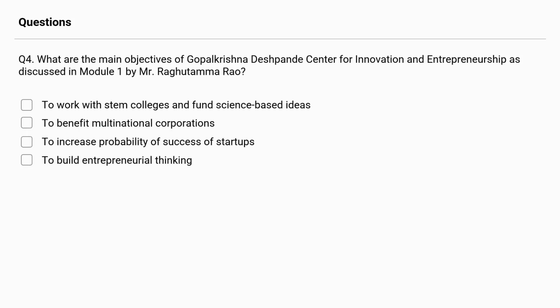Let's proceed with our question number 5. It says, what are the main objectives of Gopal Krishna Deshpande Center, which is also called GDC, for innovation and entrepreneurship, as discussed in module 1 by Mr. Rao. Okay. The options which are given is to work with the STEM colleges and fund science-based ideas, to benefit multinational corporations, to increase the probability of success, and to build an entrepreneurial thinking.